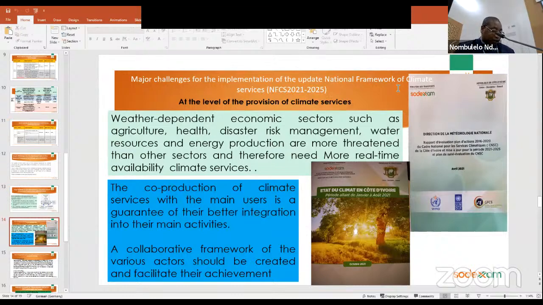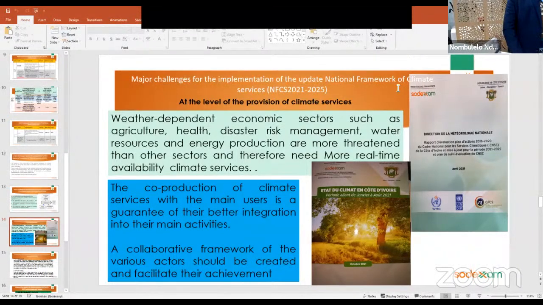Another challenge is at the level of provision of climate services. Here, as you're aware, we produced the reports of the action plan and the climate state of Cote d'Ivoire 2020, a report of the climate state of Cote d'Ivoire. Dependent economic sectors such as agriculture, health, disaster risk management, water resources, and energy production are more threatened than other sectors and therefore need more real-time available climate services.